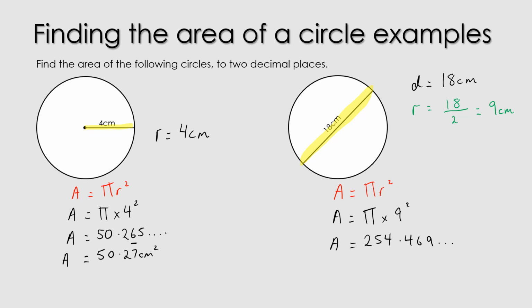254.469 and so on, and round it to 2 decimal places. Again, the second digit after the decimal point is the 6, and the digit after that one tells us what to do with the 6, and because the digit 9 is 5 or above, that 6 goes up to become a 7. So we've then got 254.47, and then include your units of measurement, and because we're calculating the area, it's going to be centimeters squared.